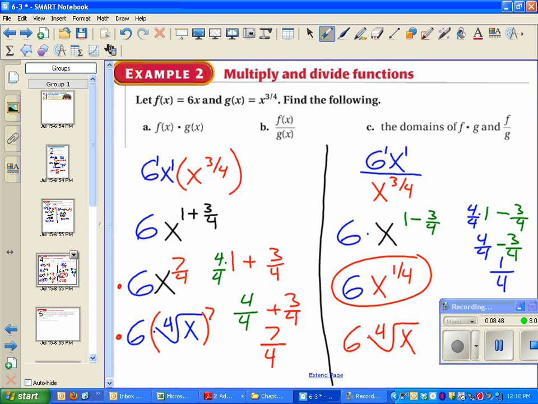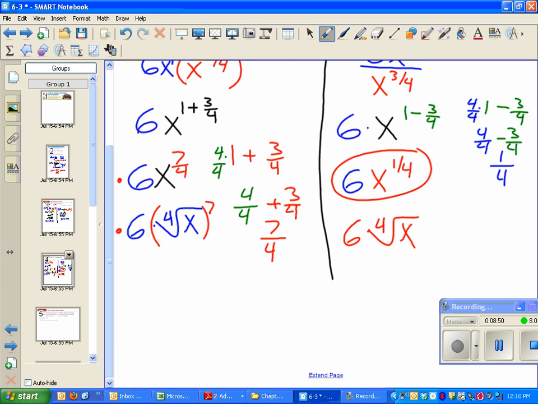So now we want to find the domains. So just like our previous example, it's a 4th root, so I can't put a negative in under that and get a real number back. It would be an imaginary. So our domain for actually both of them is going to be x is greater than 0. This one is going to be greater than or equal to 0.